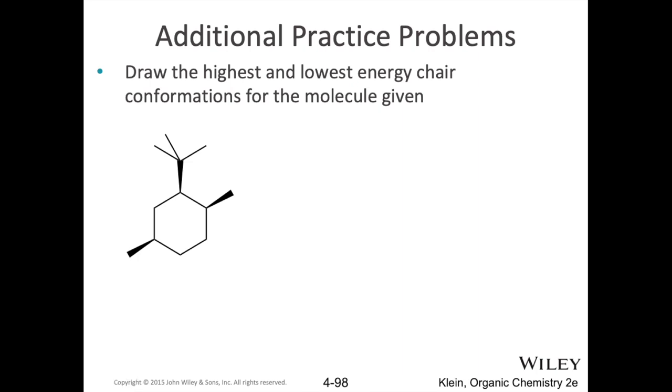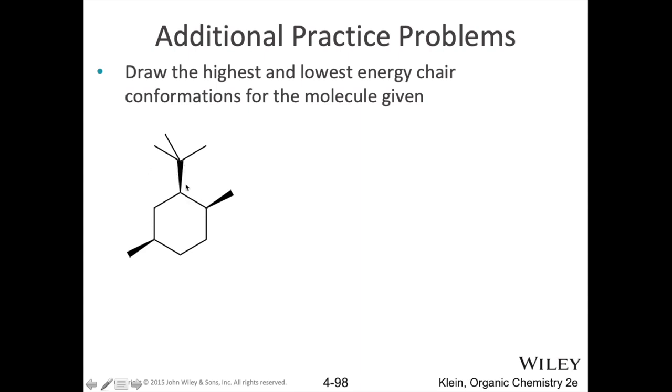Okay, so go ahead and ask yourself how you would want to draw this with the highest energy conformation and the lowest energy conformation. Keep in mind the bulkiest group here is this tert-butyl group. So essentially the highest energy conformation would probably have that axial, and the lowest energy conformation would probably have that equatorial. So you probably want to think about how you would draw this so that it's axial or equatorial.